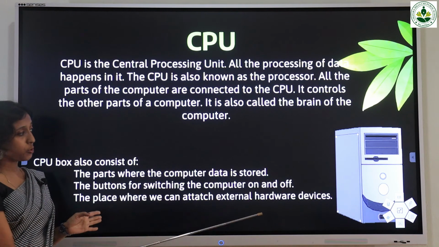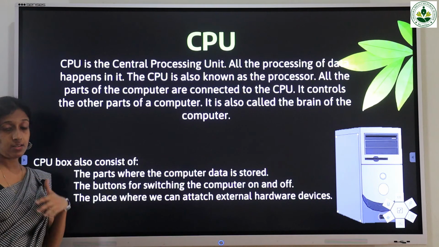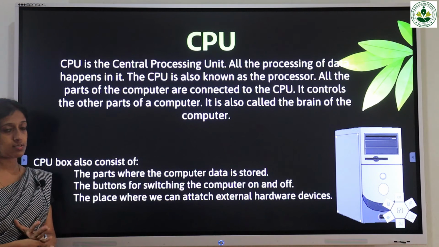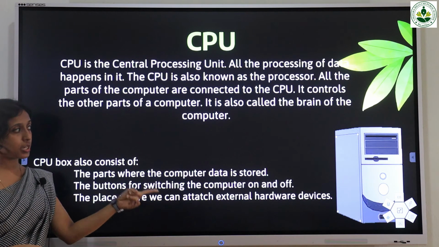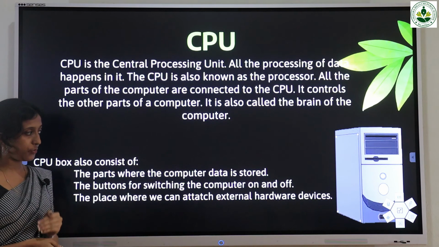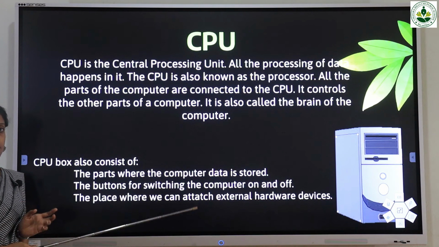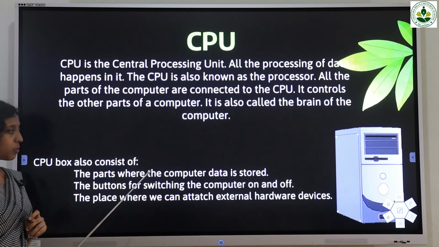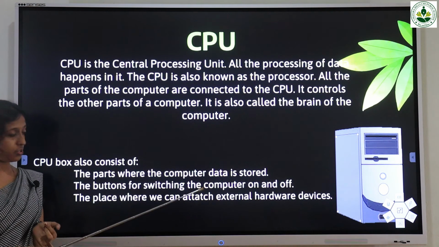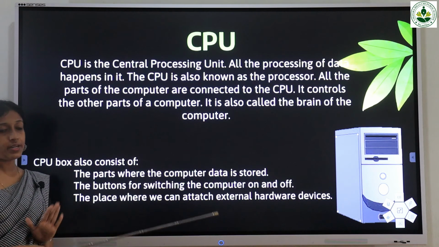Next is the place where we can attach external hardware devices. That means the CPU box has some places where you can attach external hardware devices like a pen drive, keyboard, etc. So these are the three things inside a CPU box: a part where data is stored, switches to turn the computer on and off, and the place where we can attach external hardware devices.